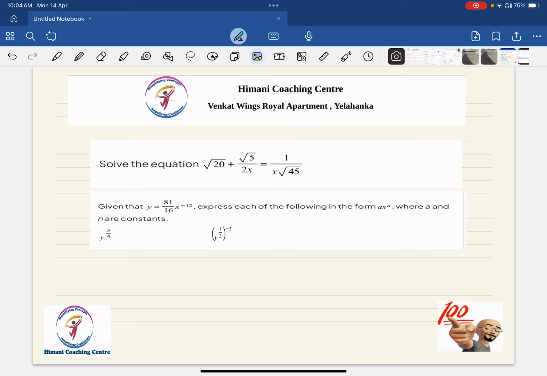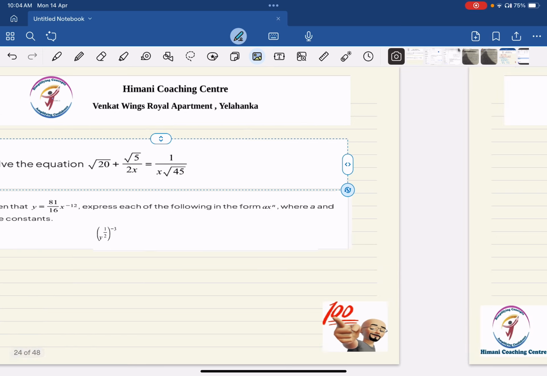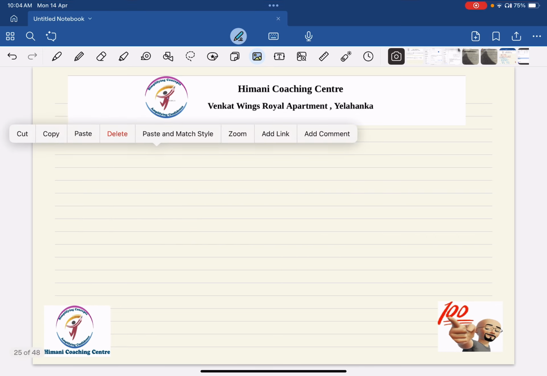First question is: solve the equation which is root 20 plus root 5 over 2x equals 1 over x root 45. Okay, so let us copy this question first. Let me copy it and paste it here and then we solve.